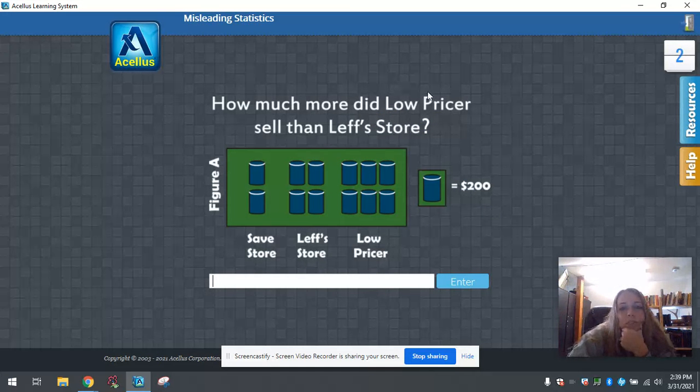How much more did Low Pricer sell than Left's Store? So Low Pricer sold 200, 400, 600, 800, 1,000, $1,200. Left's Store only sold 200, 400, 600, 800. So Low Pricer sold $400 more than Left's Store.